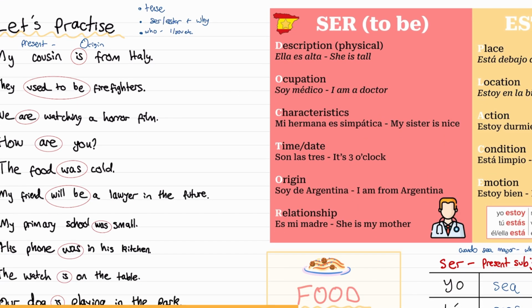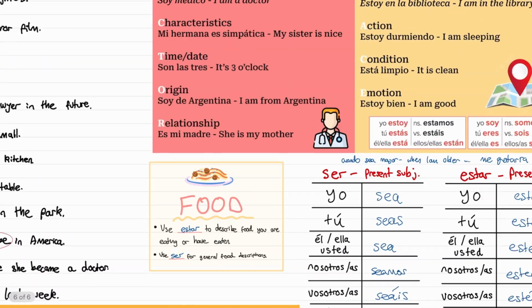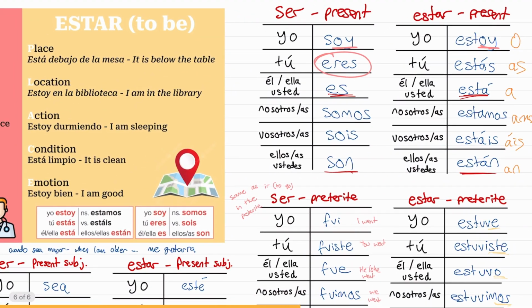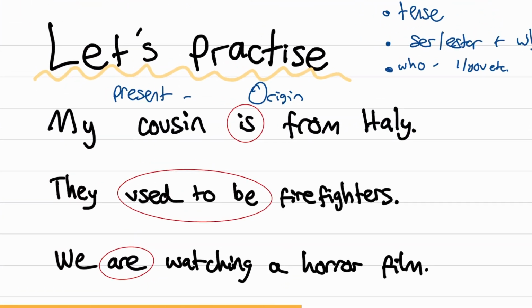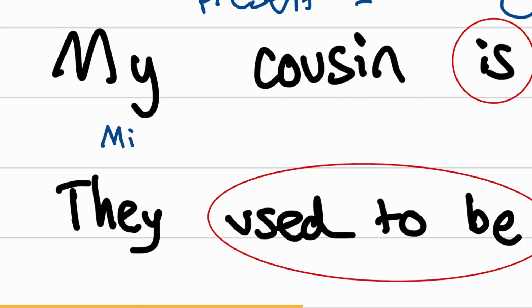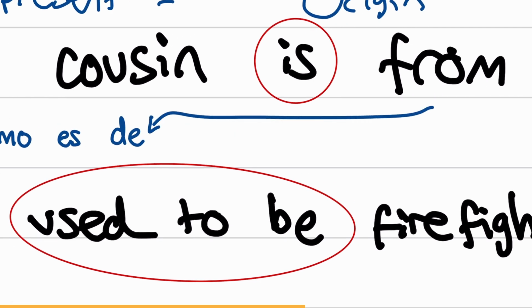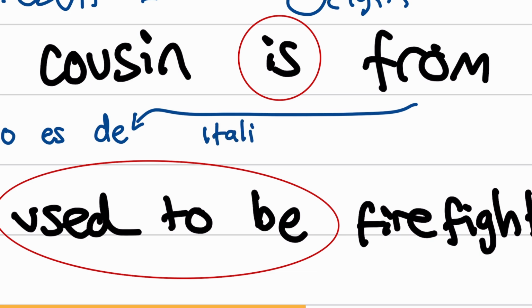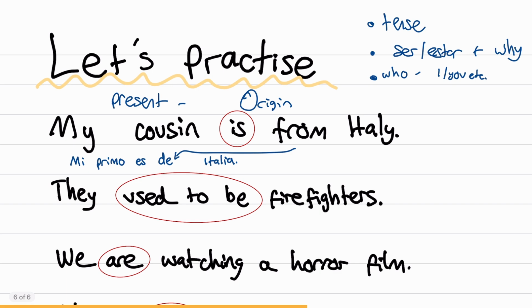Lastly, who is it? Well, it's my cousin, it's he or she. Let me get my laser. My cousin, he or she. So we go to the present tense area for ser, he or she, es. So now this translates to es. So cousin, do you know the word for cousin? It's primo. Zoom in a bit more. Mi primo es de, this form translates to de, and then Italia. So mi primo es de Italia, and the translation for that is over there. Okay, that was an easy one.